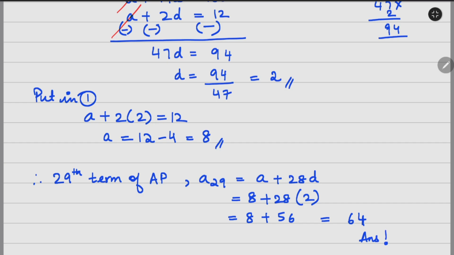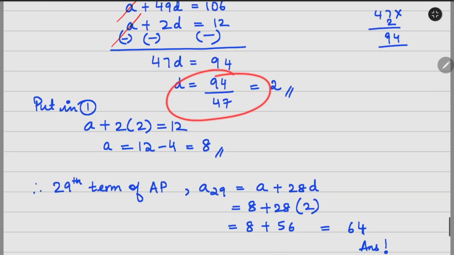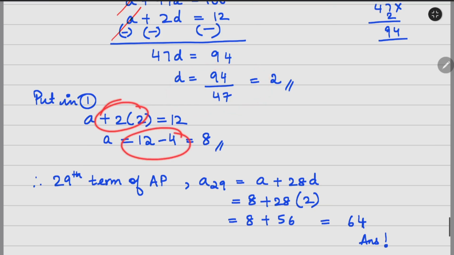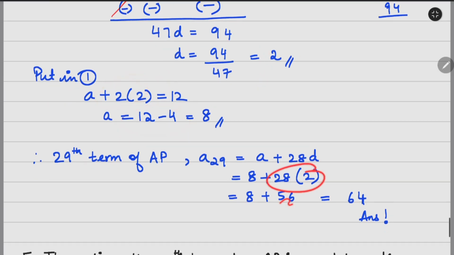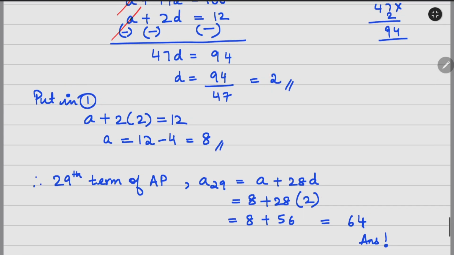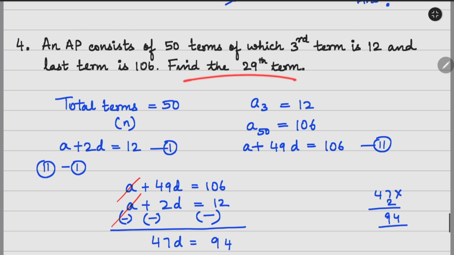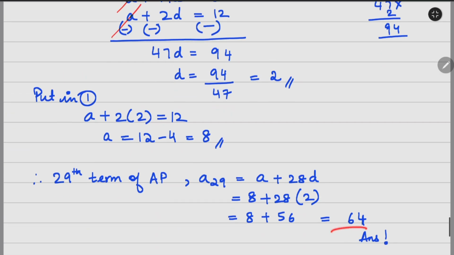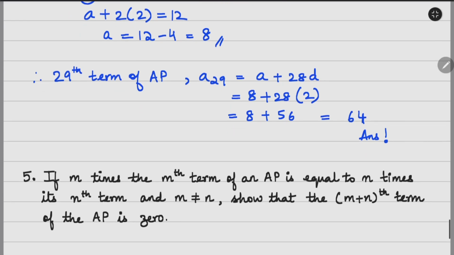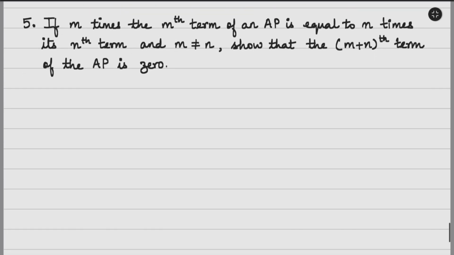So when you're doing this, division here, right? When you're subtracting, when you're changing the sign, these are the places where you have to be super, super careful. Okay? So the answer is the 29th term is 64. So that's how you have to do it. Let's move on to the fifth question.